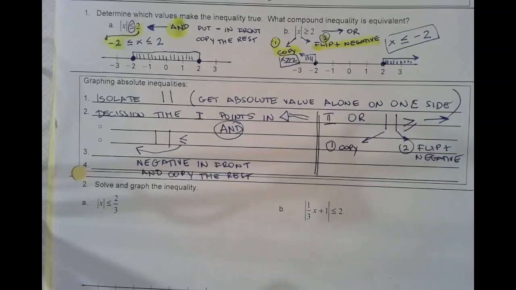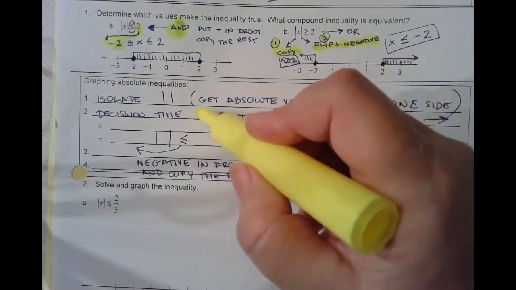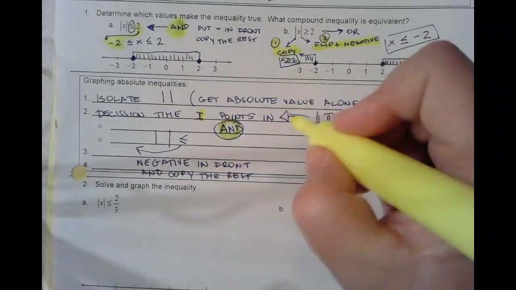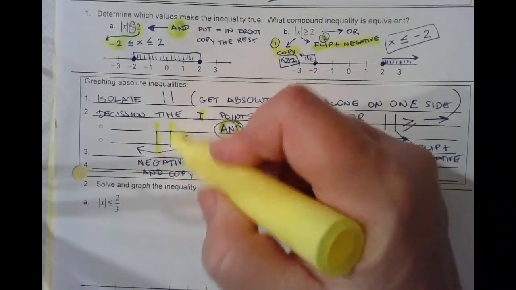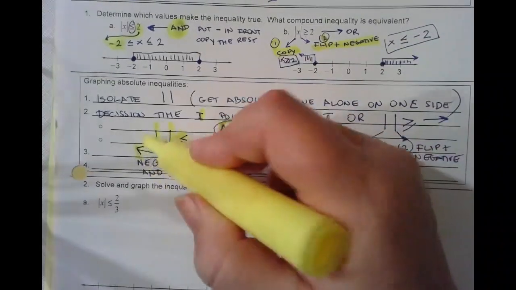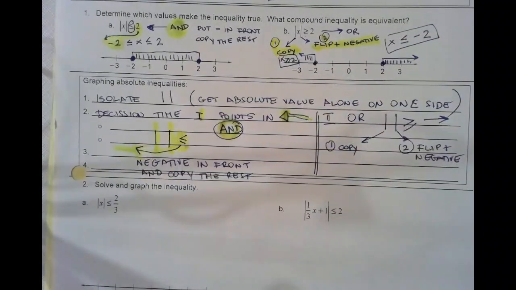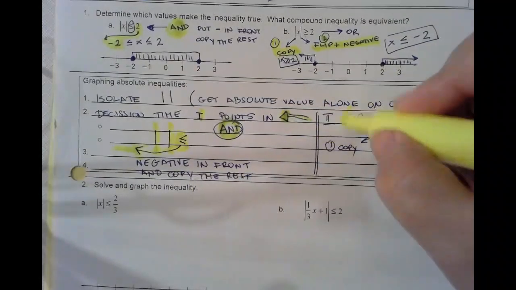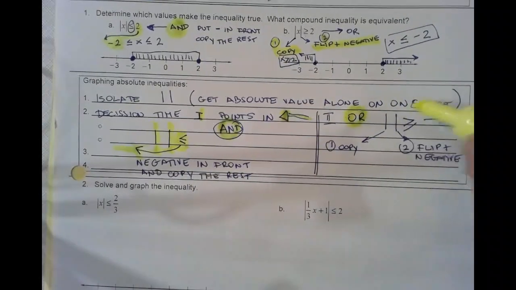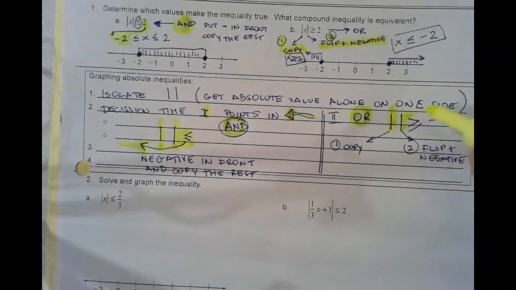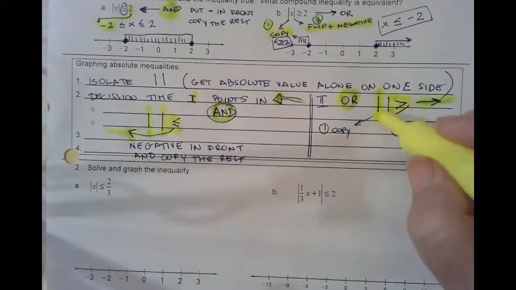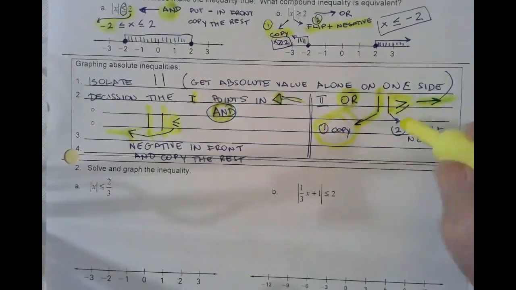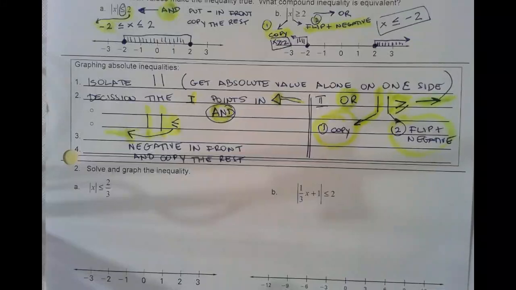One more time, two scenarios. First scenario, and how do you recognize it? It points in towards your absolute value, and the way you solve, you put the negative in front and you copy the rest. The second scenario is or, and the way you recognize it, the inequality is pointing away from the absolute value. The way you set this up, the first one is copy, and the second one is flip and negative.